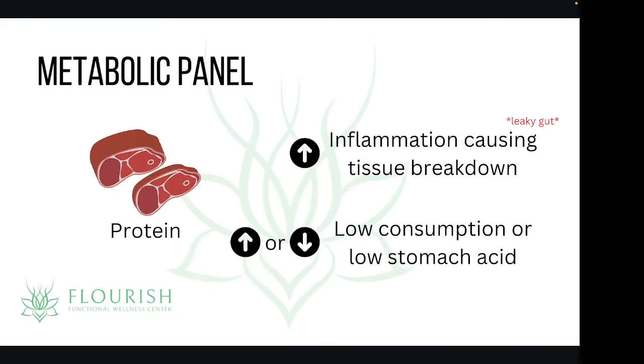So with protein digestion, protein's digested, absorbed into the bloodstream, and then taken to sites where it can be used. But when protein is broken down throughout the body, it also causes an elevation in the blood. So inflammation due to tissue breakdown is going to cause elevated protein. And this is where that leaky gut comes in with the elevated monocytes as well.